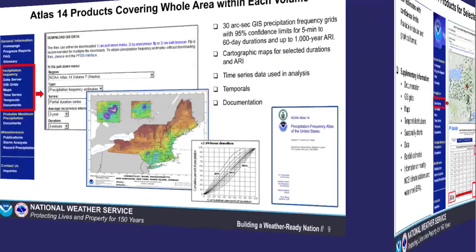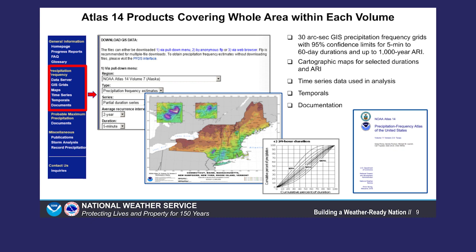Atlas 14 products applicable for the whole area within each volume can be accessed through the links on the left menu bar on the PFDS homepage below the Precipitation Frequency tab. This includes GIS grids, cartographic maps, time series data, temporal distributions, and the documentation.